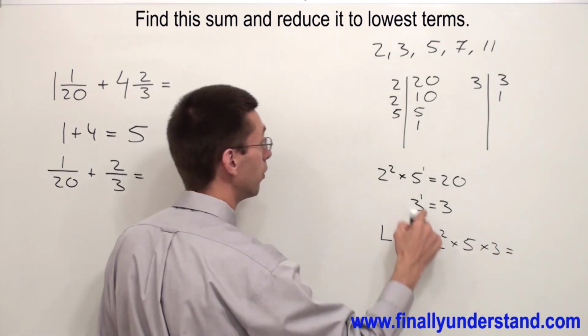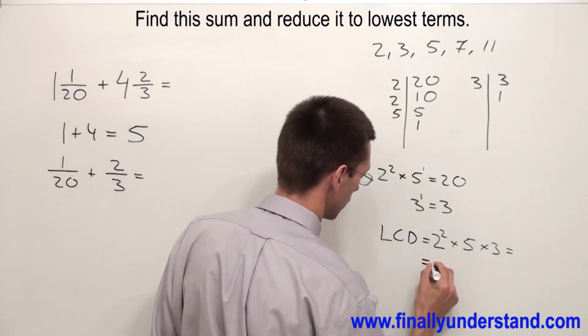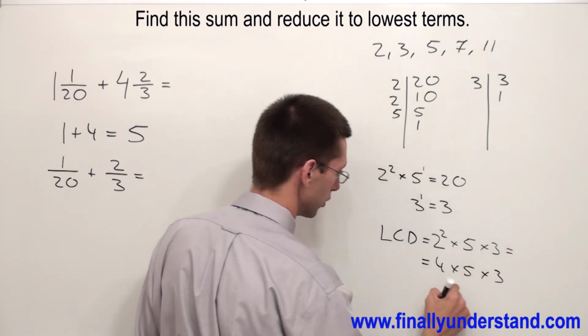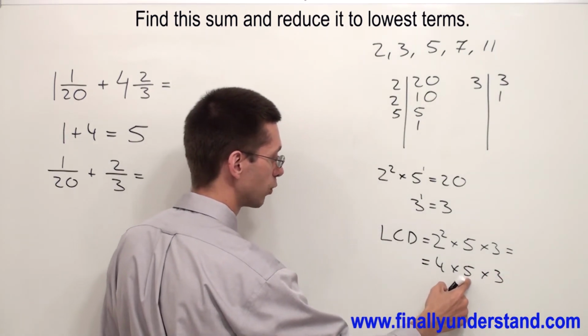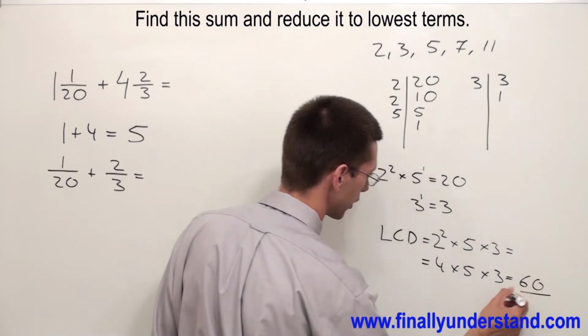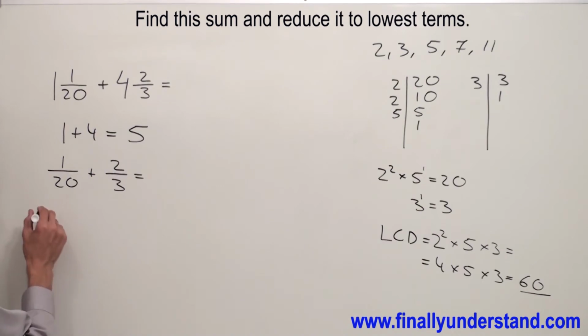2 to the second power is 2 times 2 is 4. That's why I'm going to have 4 times 5 times 3. 4 times 5 is 20. 20 times 3 is equal to 60. That's why my common denominator is 60. Okay, let me copy these fractions one more time. I have 1 over 20, and I have 2 over 3.